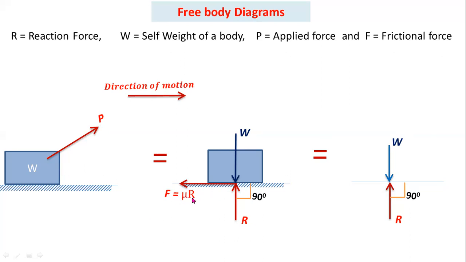This frictional force is always opposite to the direction of motion of a block. Here this is the direction of motion. This is the opposing force direction. F equal to mu R is the frictional force, and this is the applied force. Now you have to draw these two forces here. So this is the frictional force, this is the applied force. So this is the free body diagram for this condition.